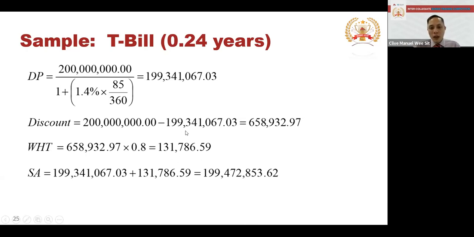And you add this 131,000 to your discounted proceeds of 199,341,067.03, which gives you a settlement amount of 199,472,853.62. So this is how much you will pay today for this treasury bill, which will mature on June 22. And given that you paid this 199 million, you will receive 200 million at maturity.